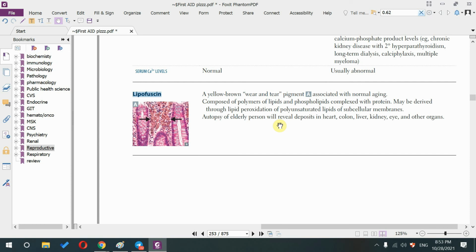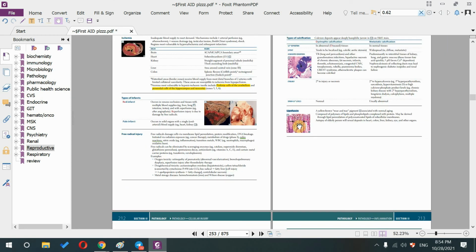Do you remember what else led to lipid peroxidation? Free radicals, exactly, acting on unsaturated lipids of the subcellular membrane. So basically it occurs in all people due to lipid peroxidation, and do not mistake it for hemochromatosis. It occurs in similar organs to hemochromatosis, but the main difference is the age. At autopsy, deposits are found in the heart, colon, liver, kidney, eye, and other organs. And they want to trick you to choose hemochromatosis. Don't. Look at the age.